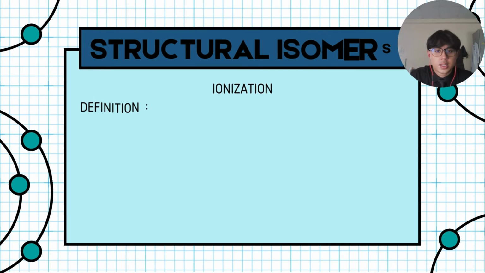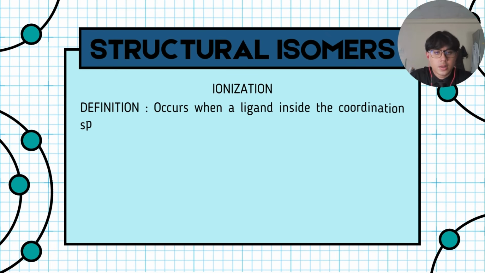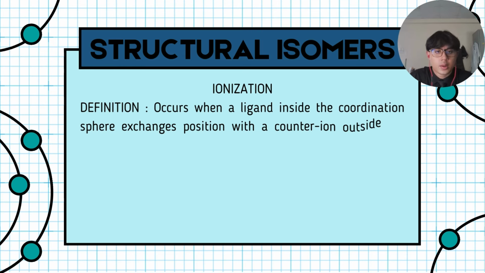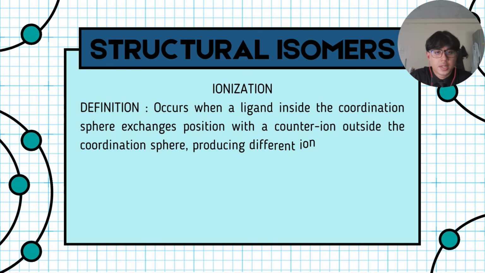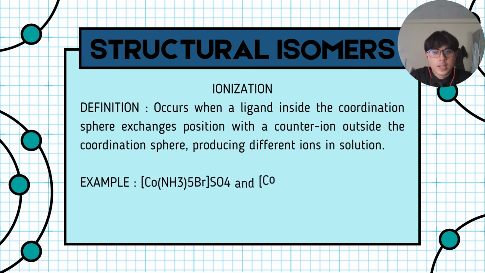Next, let's talk about ionization. The definition is that it occurs when a ligand inside the coordination sphere exchanges position with a counter ion outside the coordination sphere, producing different ions in solution. The example is here: the first one has Br inside and SO4 outside. Then they exchange position, so SO4 is inside and Br is outside.